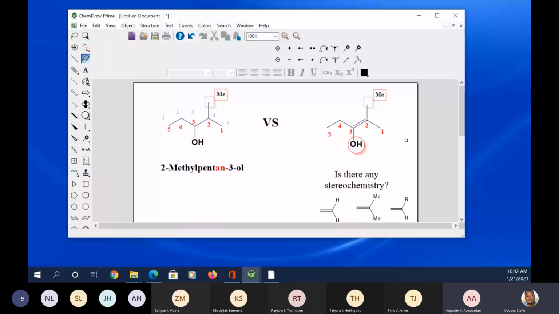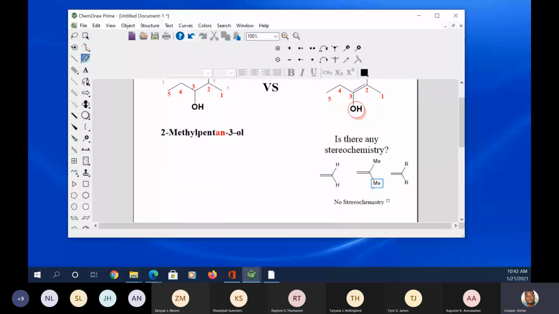You basically can't compare it to nothing. Exactly. You can't determine the orientation in space. You can't say that the 2 large groups are on the same side or the 2 large groups are on opposite sides, because this side has the same priority groups. Both trans. That's exactly correct. So in this case, because you cannot determine if OH is cis or trans, overall this molecule has no stereochemistry. Okay? So keep that in mind. Whenever you see alkenes that have identical groups on one of the carbons, that kills the stereochemistry for the alkene.